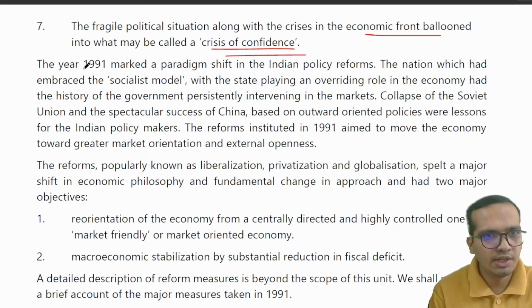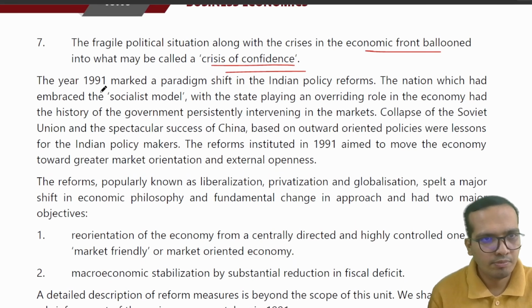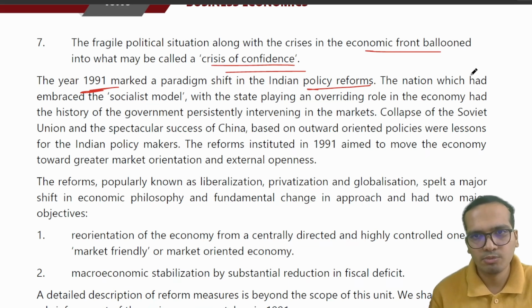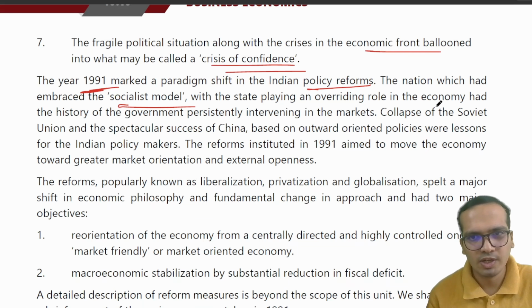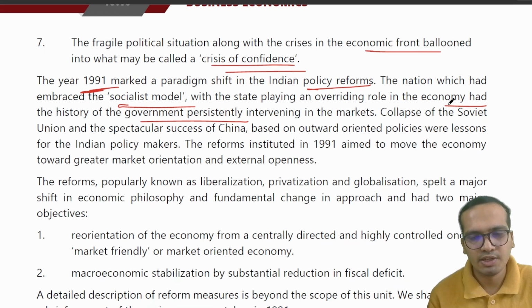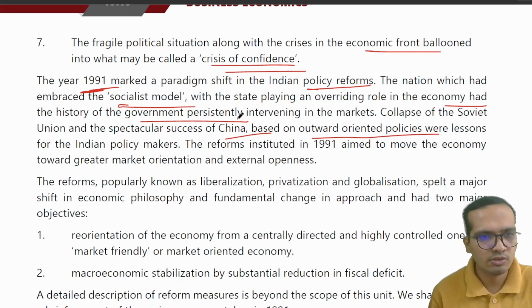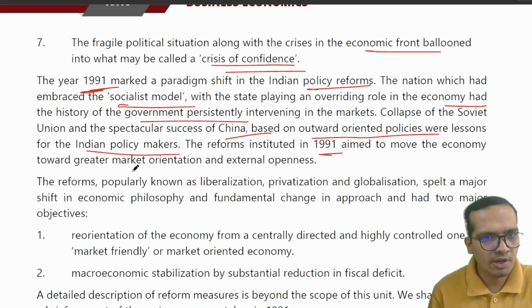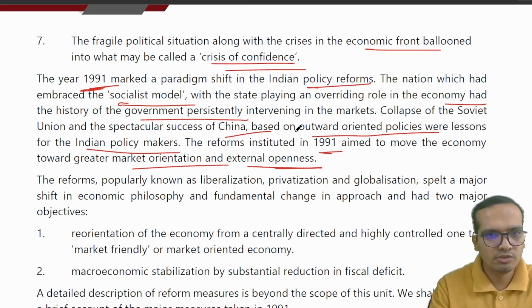The year 1991 marked a paradigmatic shift in the Indian policy reforms. The nation, which had embraced the socialist model with the state playing an overriding role in the economy, had a history of the government persistently intervening in the market. Collapse of the Soviet Union and the spectacular success of China based on outward oriented policies were lessons for the Indian policymakers. The reforms instituted in 1991 aimed to move the economy towards greater market orientation and external openness.